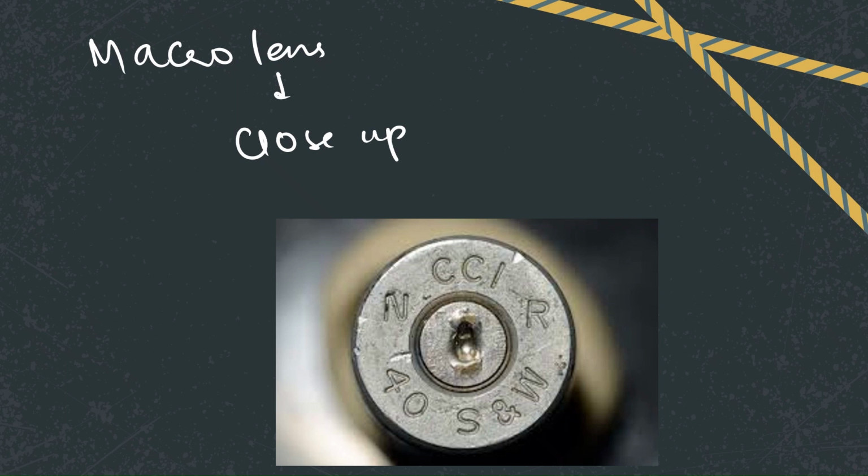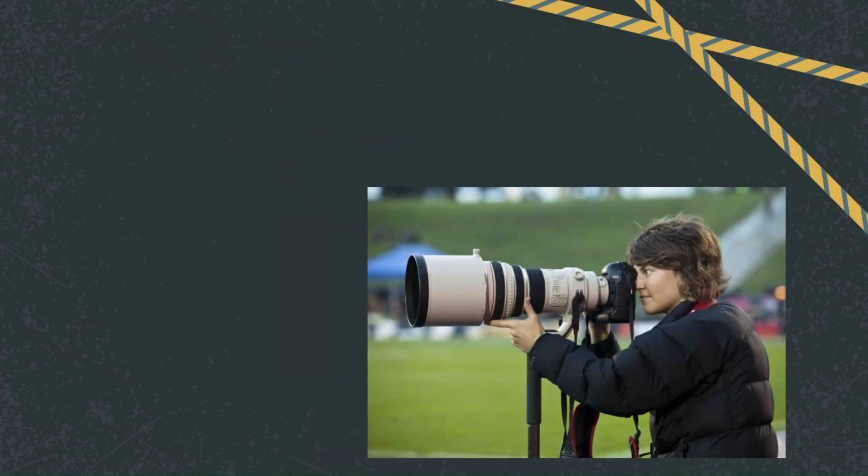Now, this is exactly what a macro lens captures. Look at this bullet casing on your screen. Every ridge, every marking, every minute manufacturing detail is visible in fine detail. If you have a good macro lens, it can reveal details completely invisible to the naked eye, and it is one of the most powerful tools in a forensic photographer's kit.